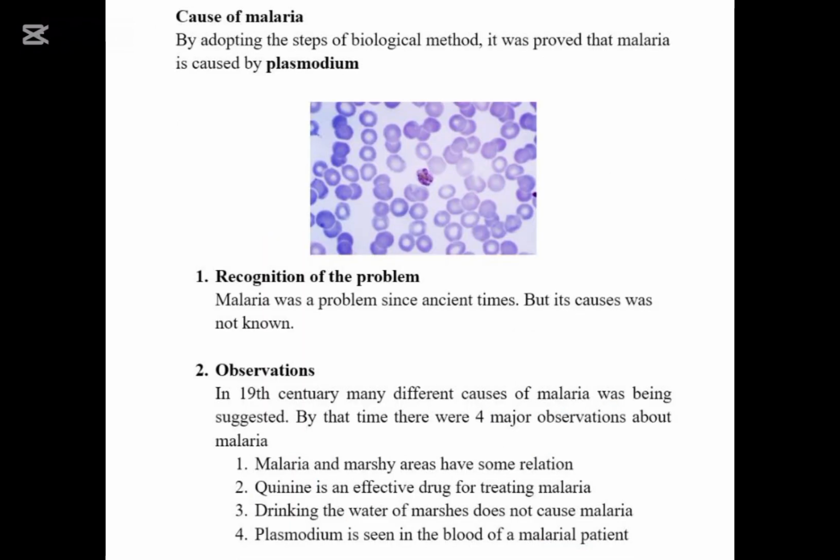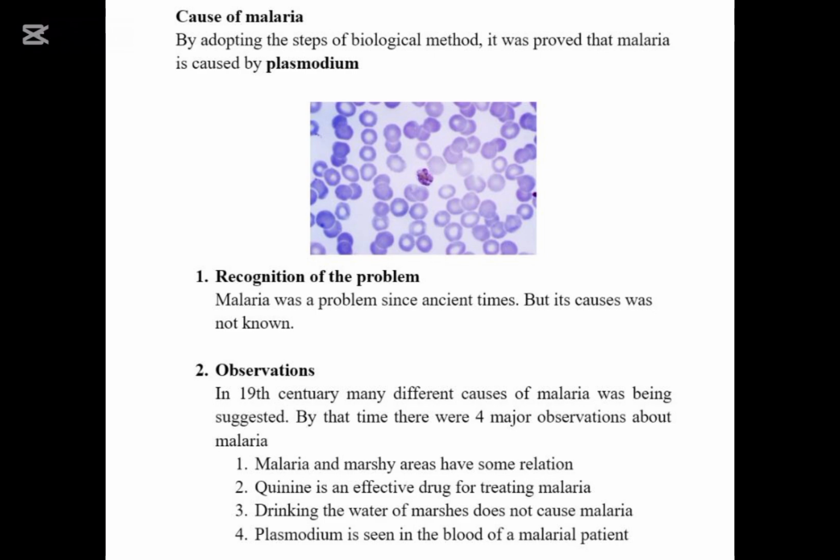Next is the second big question, which is: what causes malaria? By using the biological method, scientists discovered that malaria is caused by a tiny organism called plasmodium. As you can see in the figures, these are plasmodium. This organism lives in the blood of infected people or infected patients. Now let's see how scientists actually found this out, step by step.